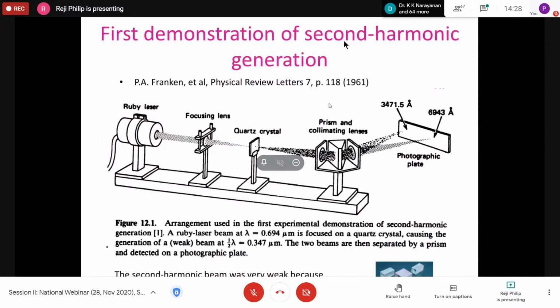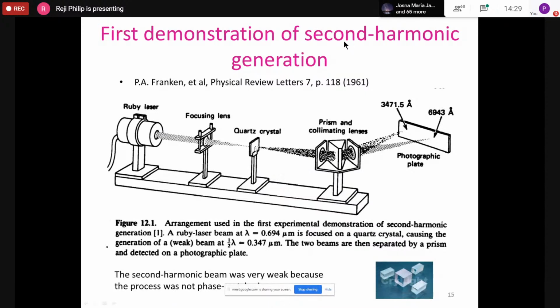Okay, so what is second harmonic generation? I've been telling you about it, but I did not introduce that. So look at this experiment. Here is a ruby laser. This experiment was done in 1961. As we know, the ruby laser was the first laser to be made. That happened in 1960. So just 1 year after that, people did this experiment. There's a ruby laser here. There is a lens that focuses the laser beam, and then there's a quartz crystal. And here there's a prism and emitting lenses.